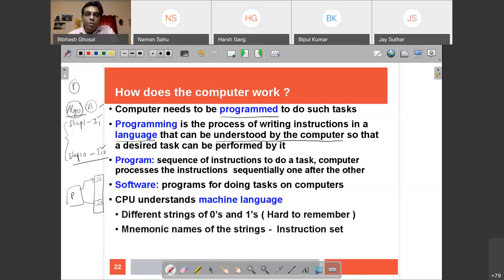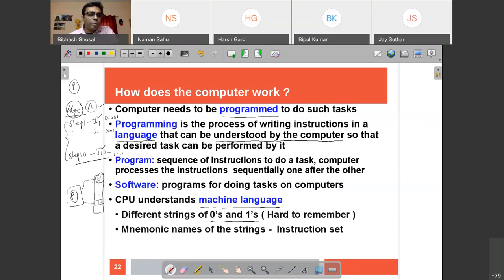But it will only execute if it knows the meaning of I1. So that means you should tell the processor in its language. What is the language? It is the language of binary, zeros and ones. So every instruction, I1, has to be written as, let's say, 010101. I2 has to be written as 0000. In this way, I10 may be 1111.